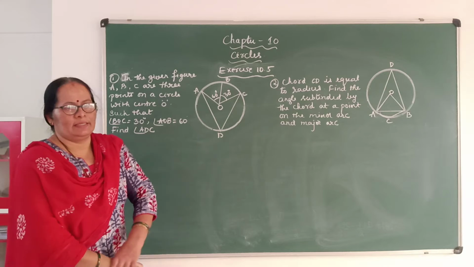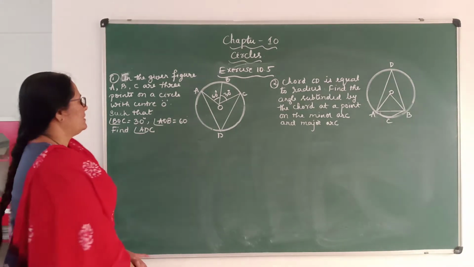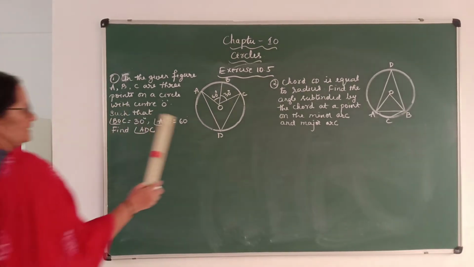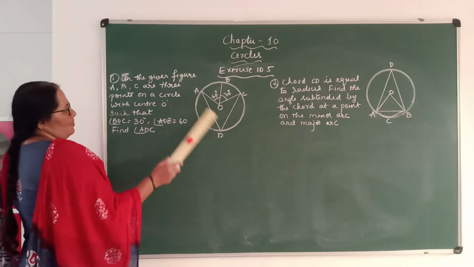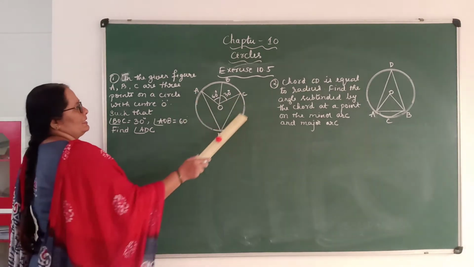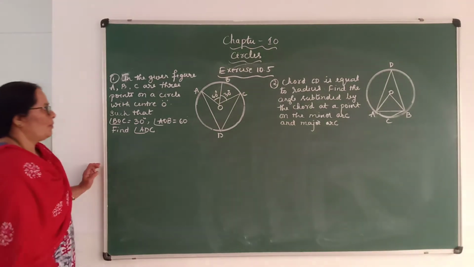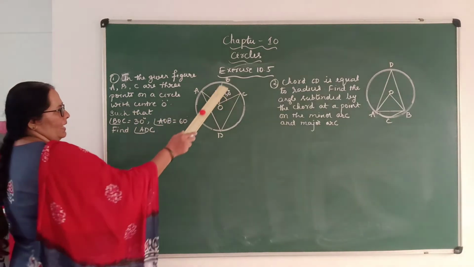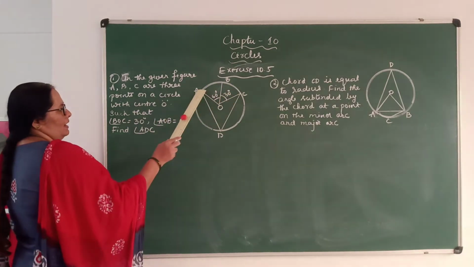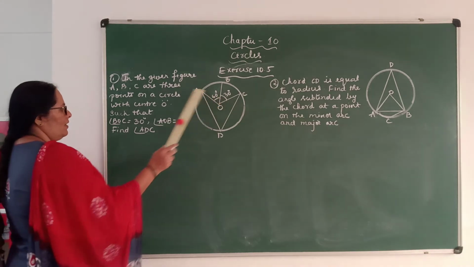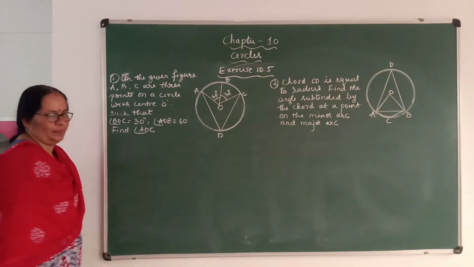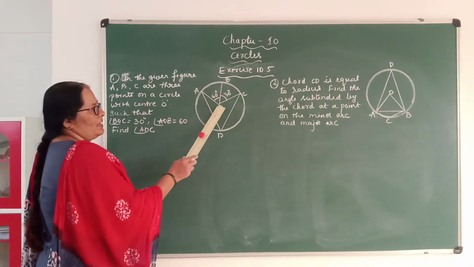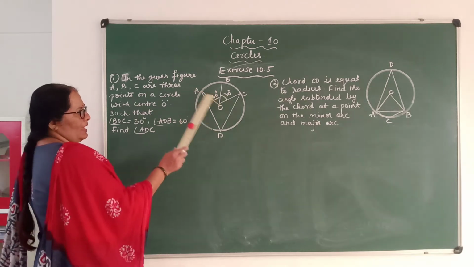Now I am going to solve exercise 10.5. The first question: in the given figure, A, B, C are the points on the circle with the center O, such that angle BOC is 30 degree and angle AOB is 60 degree. Find angle ADC.